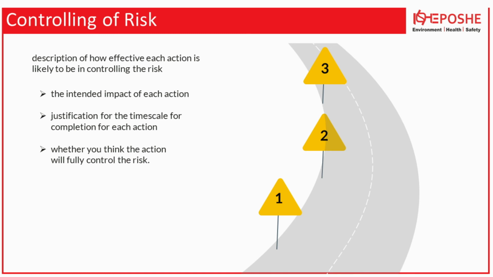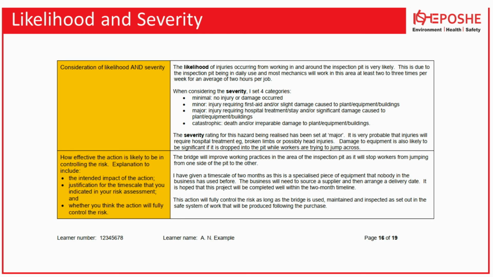In the next section, you have to write how effective each of your chosen actions is likely to be in controlling the risk. The word count for this section is 100 to 150 words. Include the intended impact of each action, which means the advantages of the action which could benefit the organization. Here, you also have to provide justification for the timescale which you have included in the risk assessment table. Then, you must include whether you think the action will fully control the risk. Give a justification for this.